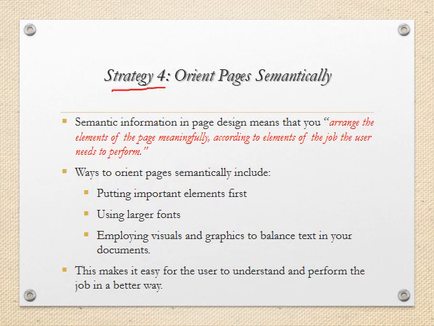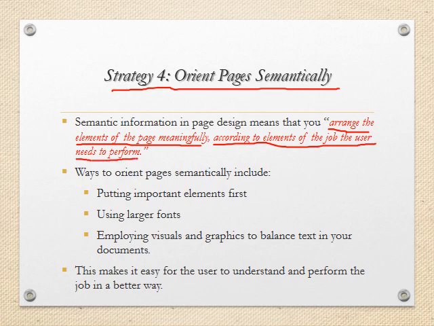Strategy number 4, orient pages semantically. First, what do we mean by orienting the pages semantically? It means arranging the elements of the page meaningfully according to the elements of the job the user needs to perform. This is what we mean by orienting a page semantically. So they will have meaning based on the user environment and the user task. We follow some ways in order to orient the pages semantically.